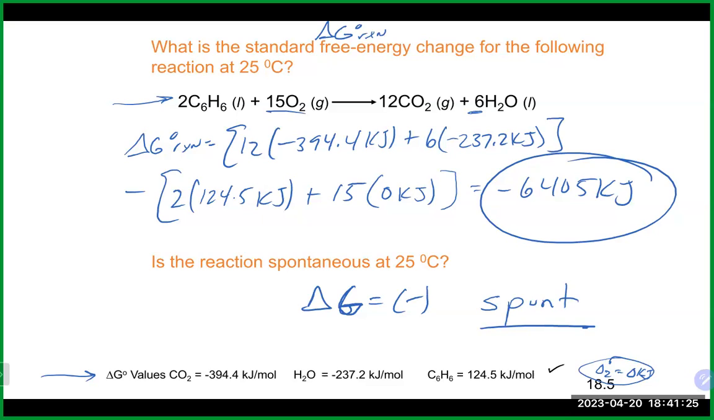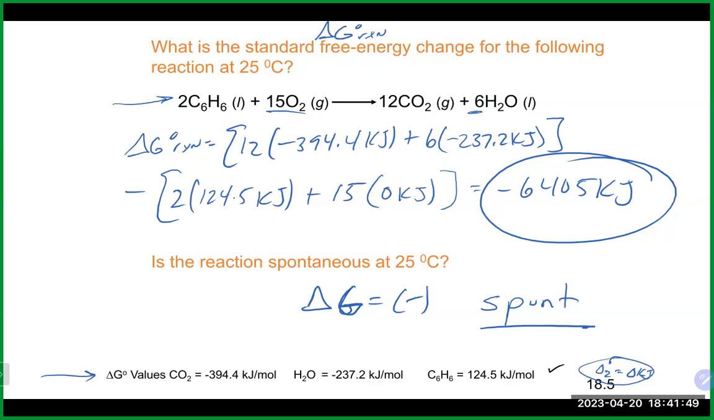It means it is spontaneous the way it is written. We would expect this reaction to proceed to the product side in this case. Any question on that there? In this case, obviously, we weren't given any delta H or delta S values, so we didn't want to use that equation. This would be, again, the appropriate equation to use.